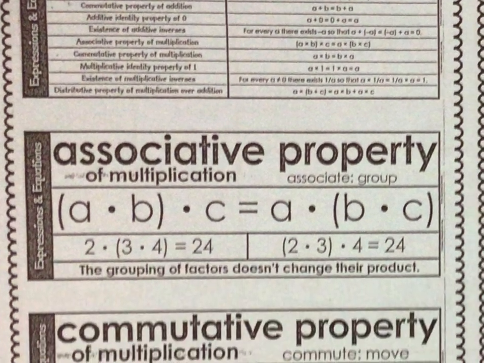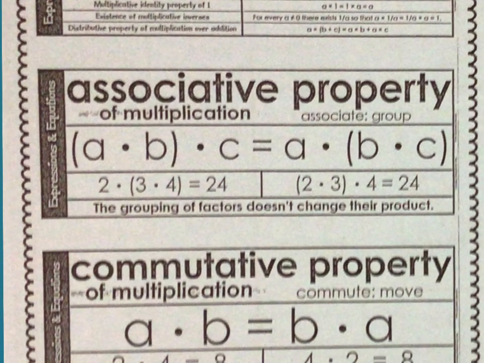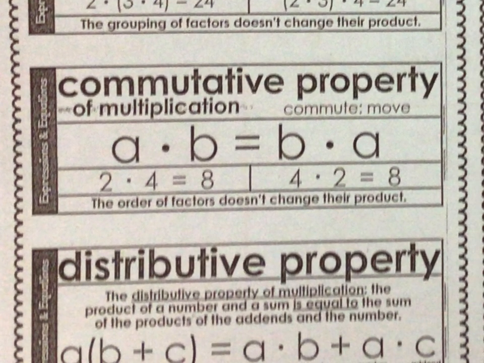So again, the associative property, the grouping, you can see that these groupings have changed, but the value didn't. So you can see 2 times, well, we would do this first, because of order of operation. 3 times 4 times 2 is 24, and 2 times 3, which is 6, times 4 is 24. So the grouping of factors doesn't change their product. The commutative property, the big idea on this one is the order of factors doesn't change their product. So A times B equals B times A. So there's your example with the 2 and the 4 and the 8.